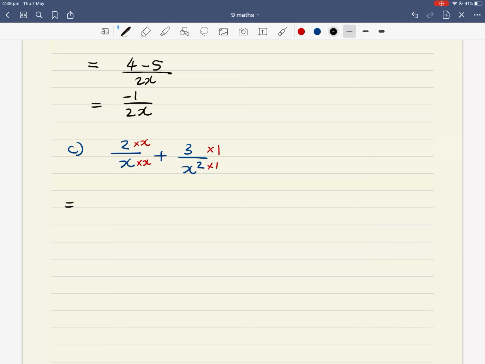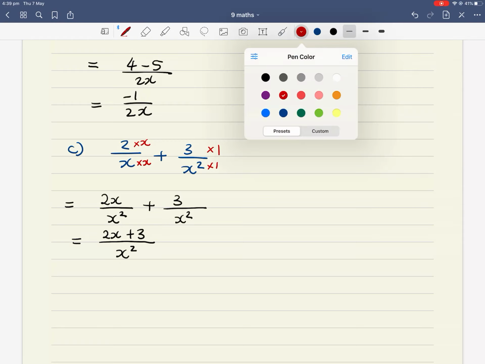And then for the second fraction, I just multiply by 1, top and bottom. So I get 2x over x squared, because x times x is x squared. 3 times 1 is 3. x squared times 1 is x squared. The common denominator of x squared. So I can put it all over one common denominator. And then I have 2x plus 3. Now you ask yourself, can I factorize? Can I simplify? The answer is no.